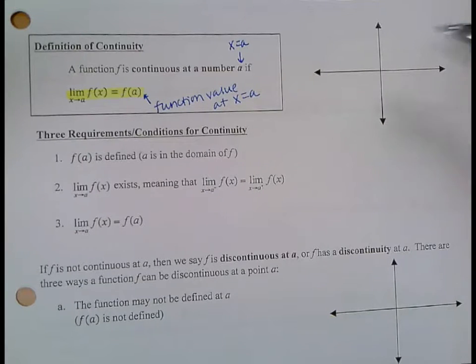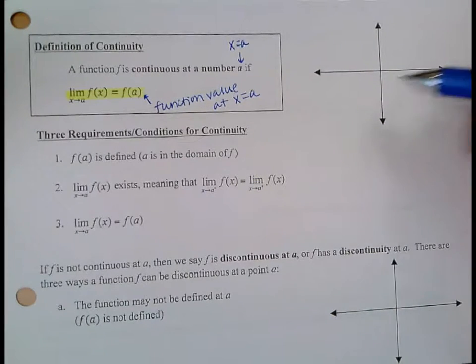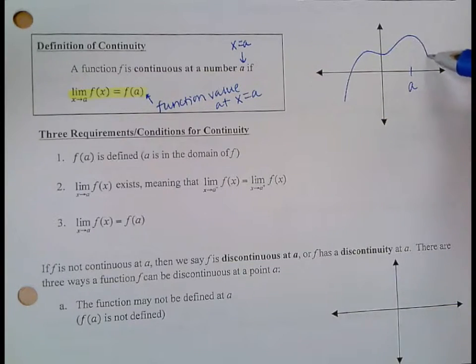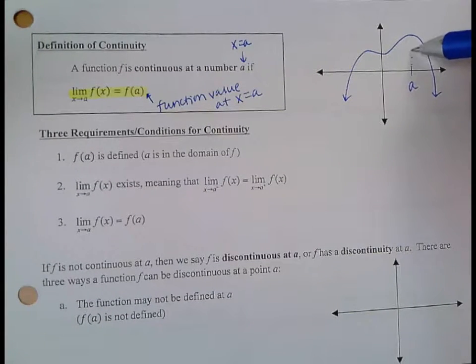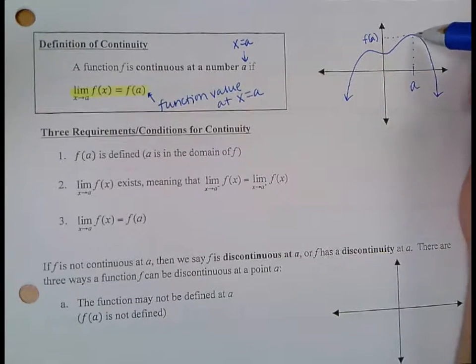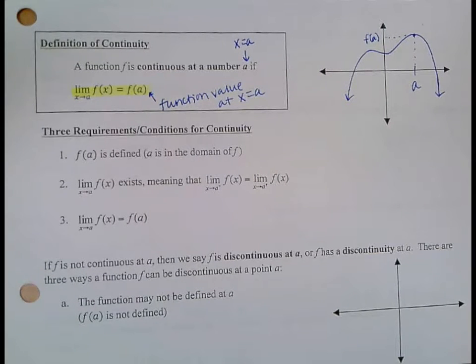So just a general sketch of what this could look like. Say this is our x value a. I'm just going to draw a general curve here. And then this here would be f of a. But you can see there's no hole in the graph there. So if I'm approaching the x value a on either side, both sides of my curve are approaching that same value, and it does happen to be the function value. The function does exist at a, and it's equal to the limit.